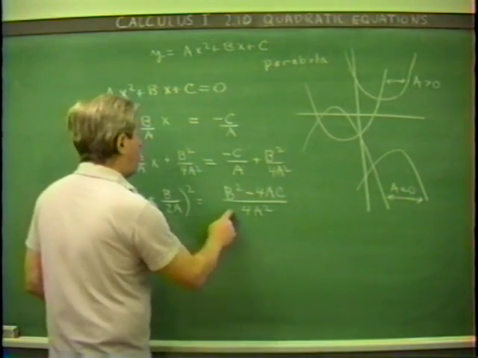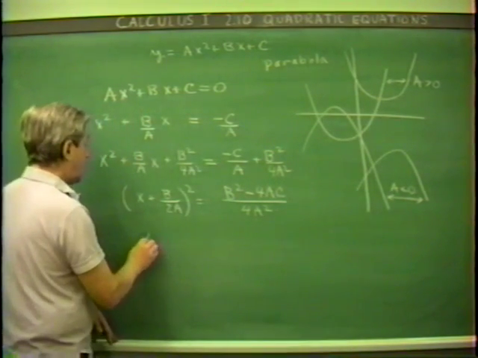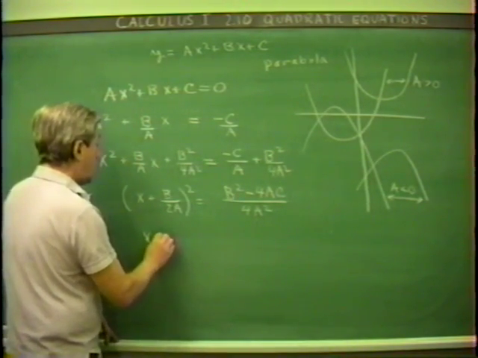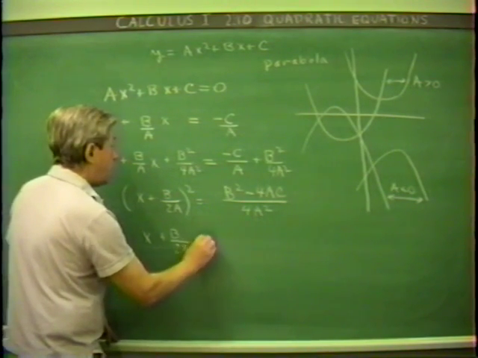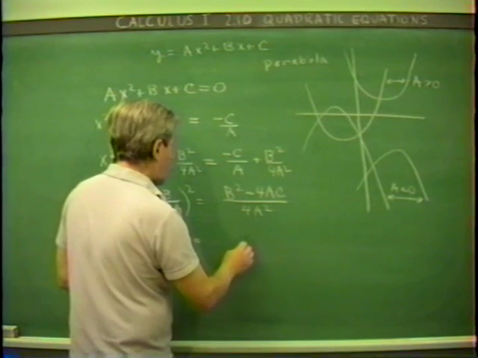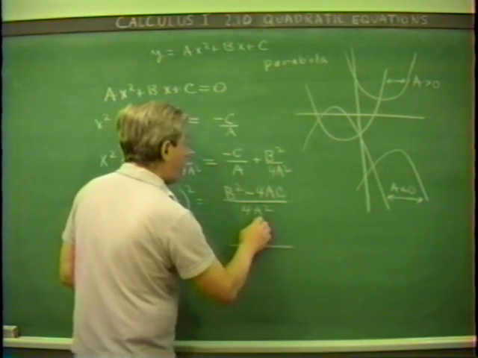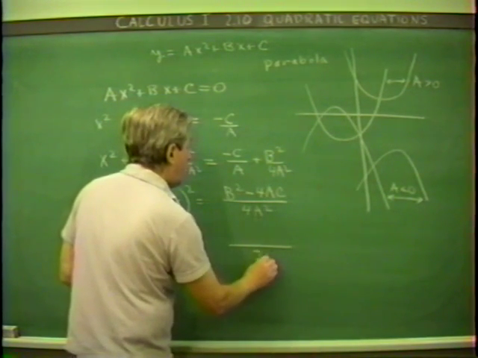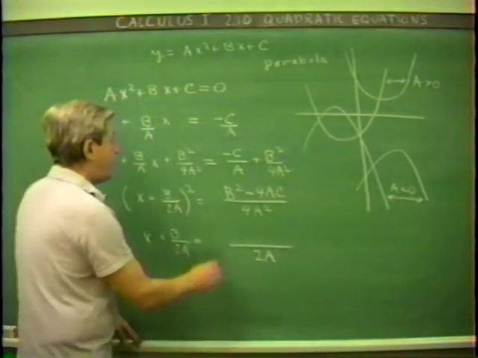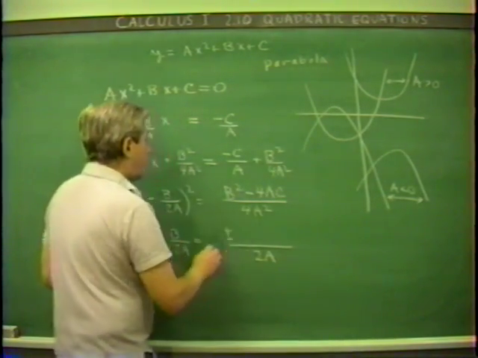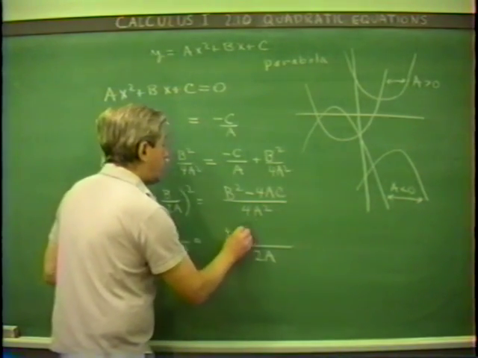Now what I want to do is take the square root of both sides of this so that I get x plus b over 2a is equal to, in the denominator here, 4a squared is a perfect square. I'm going to write it as 2a. And now I must consider all possibilities here, so I need to consider that either plus or minus the square root satisfy this.